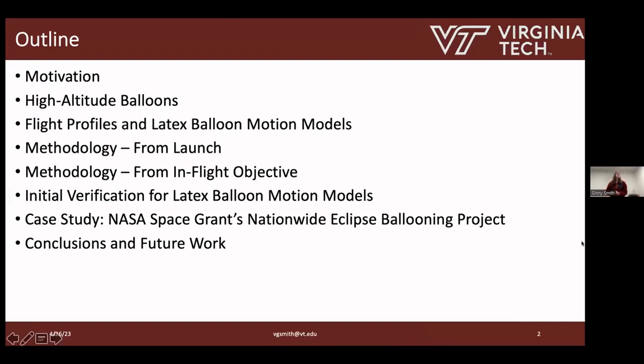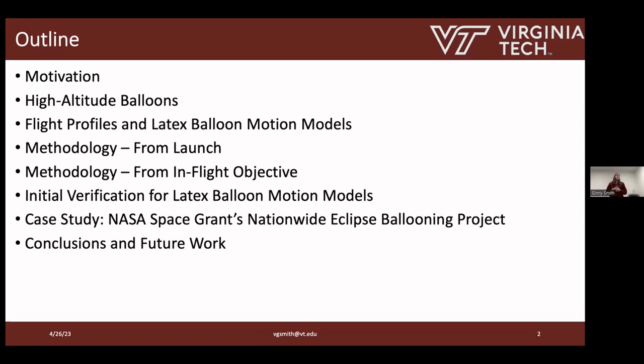Really quick, what I'm going to be talking about: I'll talk through why this work is really interesting. I've had the question an unfortunate amount of times of why I care about high altitude ballooning, so I'll talk through that a little bit. Then the basics of high altitude balloons, since not everyone is familiar with them. Then the flight profiles and specifically the latex balloon motion models that are used in this prediction software.